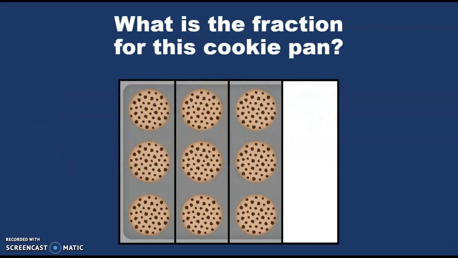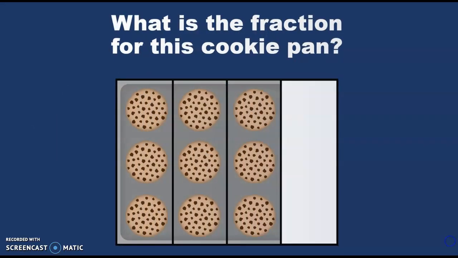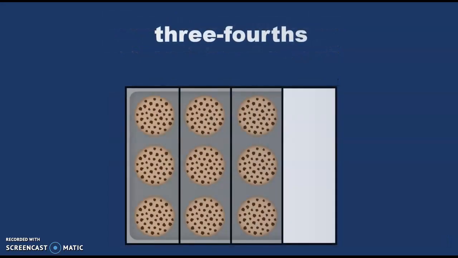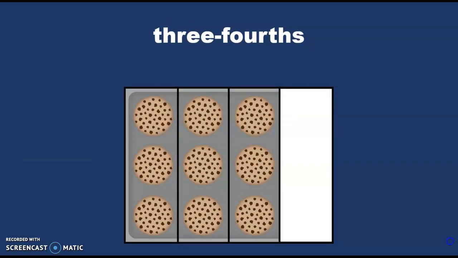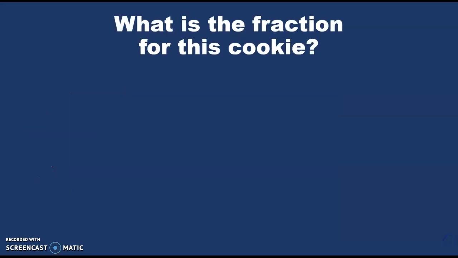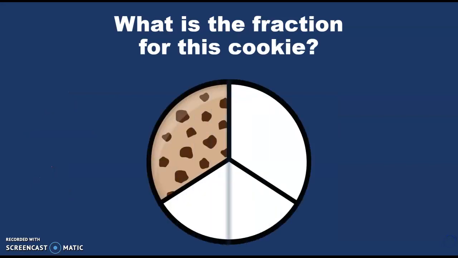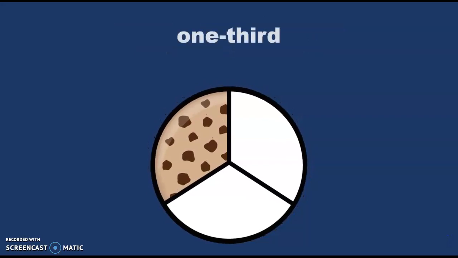What is the fraction for this cookie pan? 3/4. There are 4 equal pieces. 3 of them are filled with cookies. What is the fraction for this cookie? 1/3. There are 3 equal pieces, but only one cookie is there. 1/3.